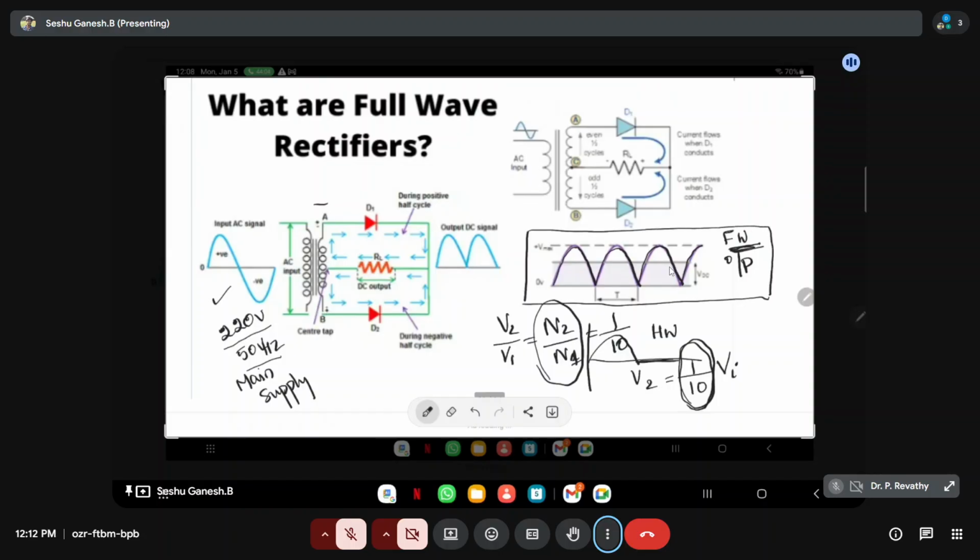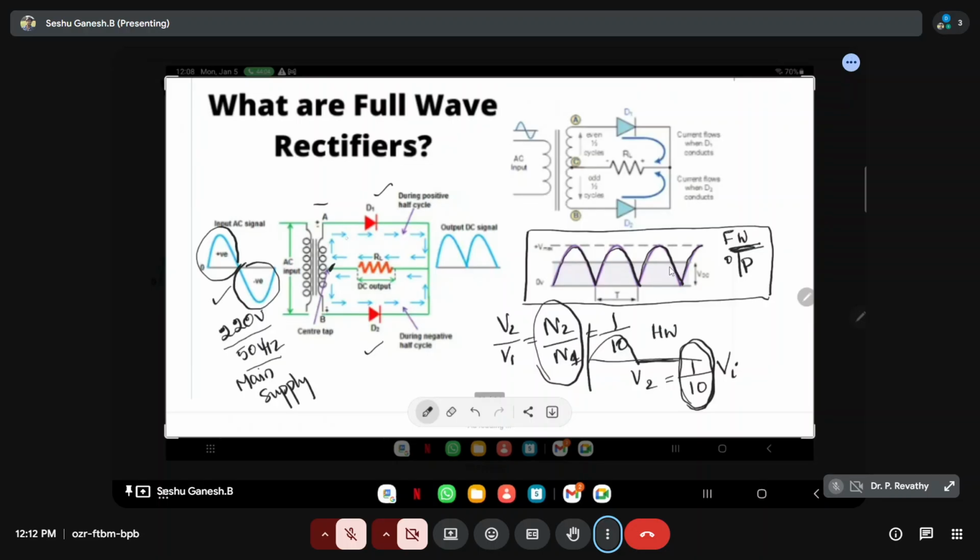So how are we going to achieve that? By using two diodes, as I said, diode D1 and D2, and this is going to be the center tapping. This center tapping, what will happen? It will provide the input signal in both the positive half and the negative half to the circuit.